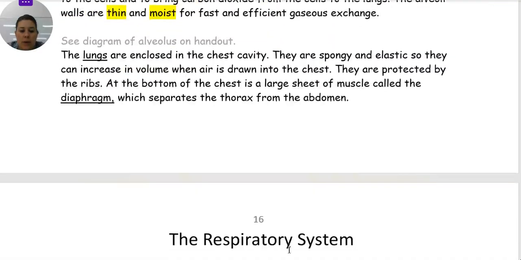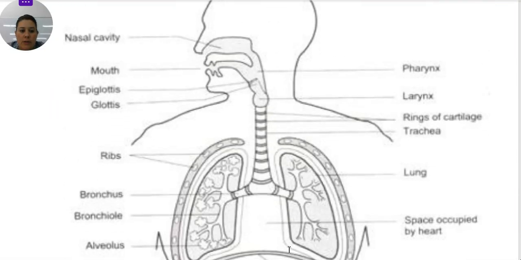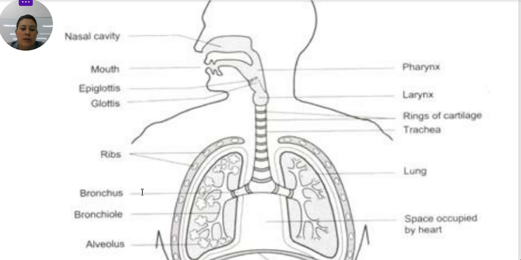So what I actually want to do is just go straight to this diagram, so we can look at where the air is coming from and what all the organs and structures it passes through are. So you've got your nasal cavity. This is your nose over here.